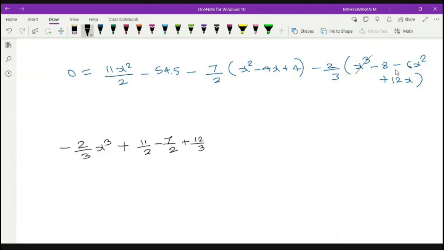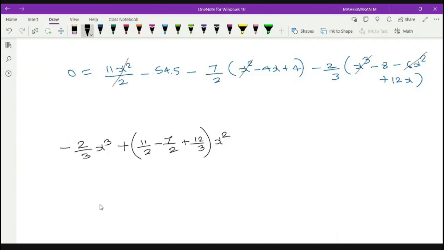Okay, 6 2s are 12, 12 by 3. Anything else in terms of x square? I think that's it. So x square, this one, this one, this one. These are the terms which are related to x square.